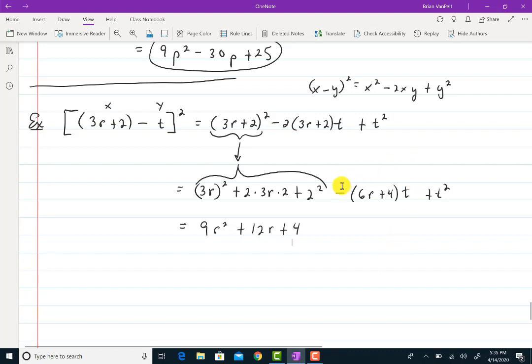Now when I multiply this through, I'm going to distribute the t but the negative at the same time. So I get negative 6rt minus 4t plus t squared. And now I want to scan through and see if there's any like terms that I might need to deal with. And I don't think that I have any like terms, so this is finished.